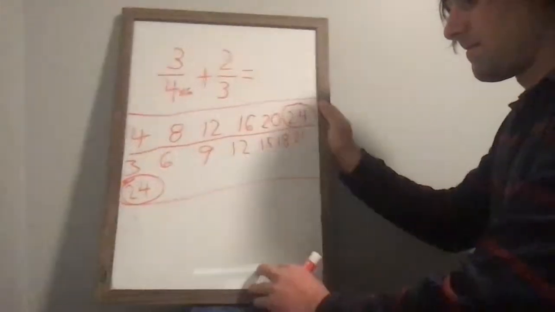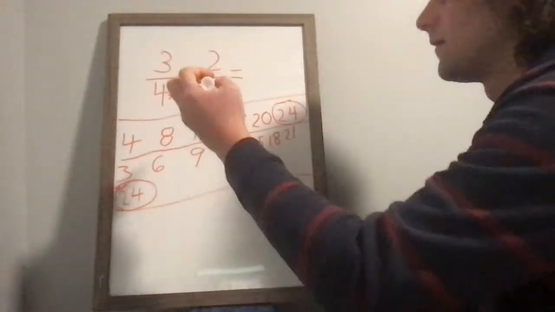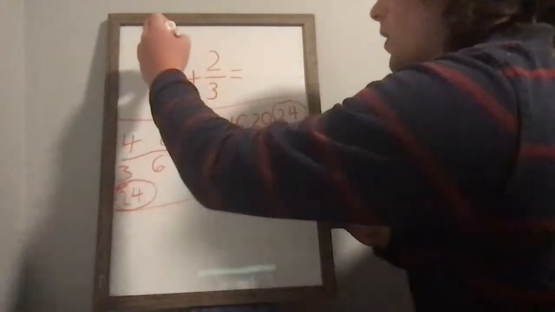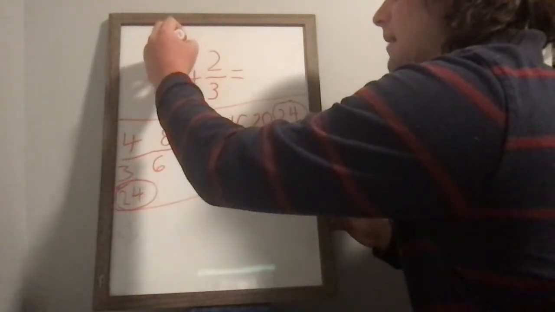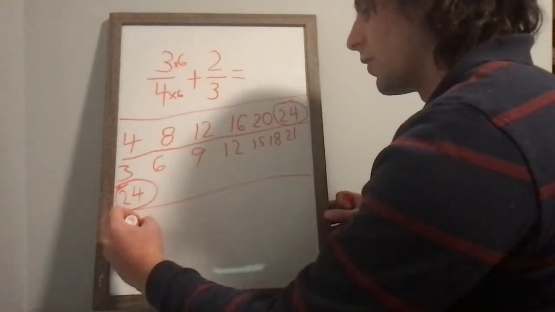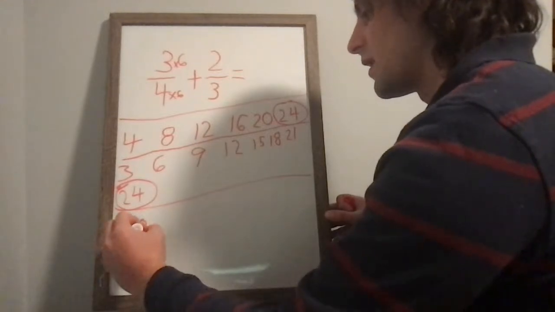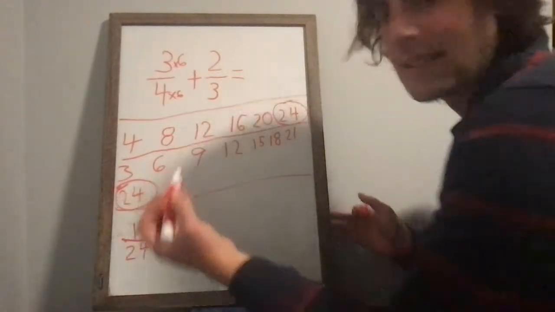All right. So 4 times 6 equals 24. What we do to the bottom, we got to do to the top. 3 times 6 equals 18. So if we were going to convert 3/4 to 24ths, 3/4 would be equal to 18 24ths.